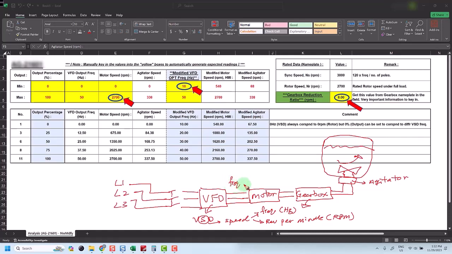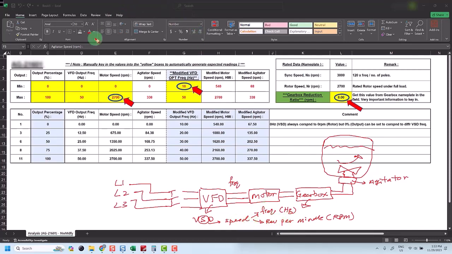And this power with different frequency will be supplied to the motor, and the motor speed will change. Once the motor speed changes, this motor speed will be reduced by the gearbox, and thus the gearbox with the reduced speed will drive the agitator to agitate the fluid inside the tank. So when we talk about speed, we have to understand whether we are using the frequency or the revolution per minute to refer to the speed.